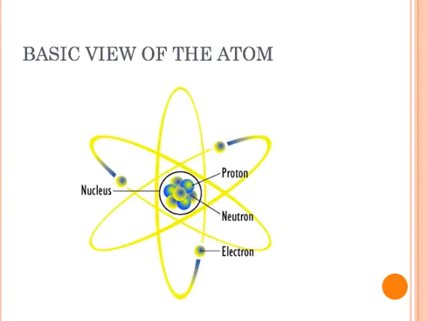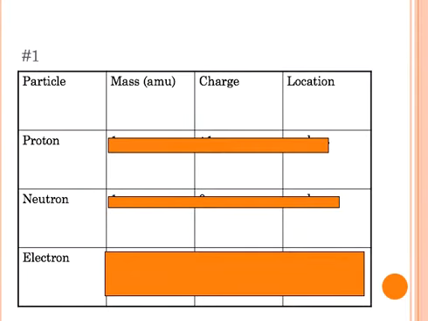So if you look at your notes, you'll see number 1 is a table that talks about the particle name, the mass, the charge, and location of each of these subatomic particles, smaller than the atom particles. Along the first column here under particle, you should write the names, proton, neutron, and electron, and we're going to then fill in the mass, the charge, and the location of each of those particles.